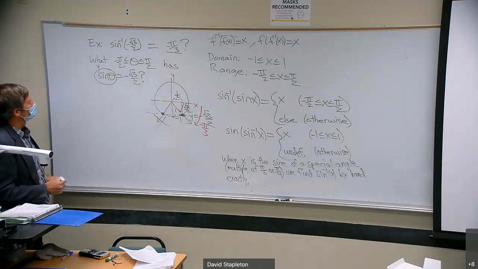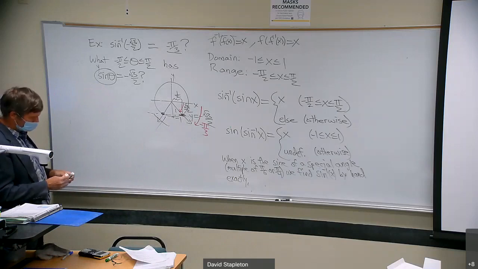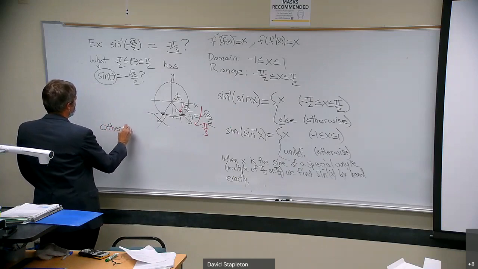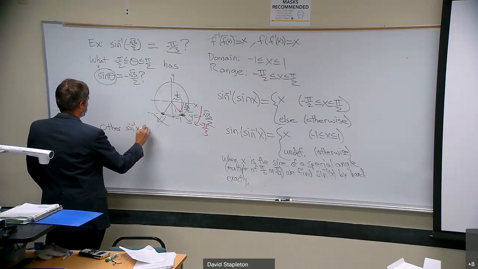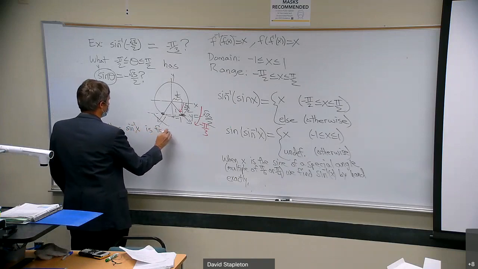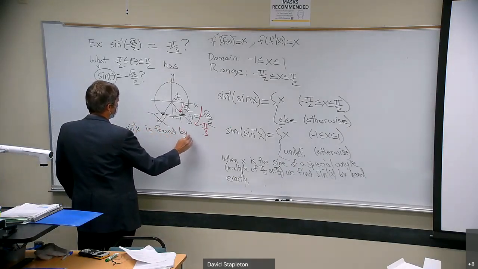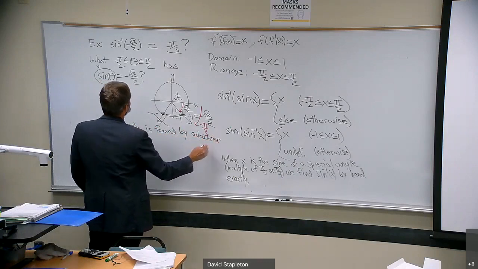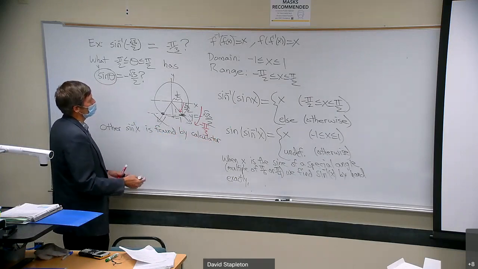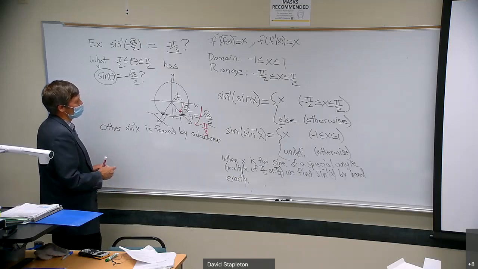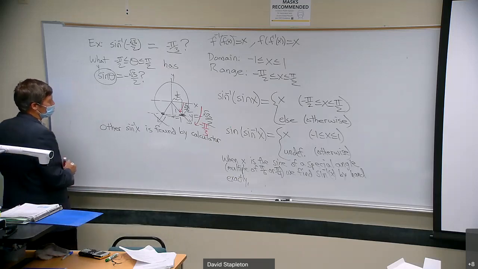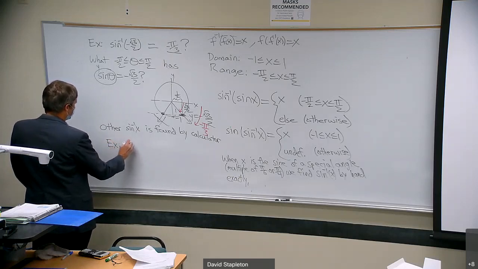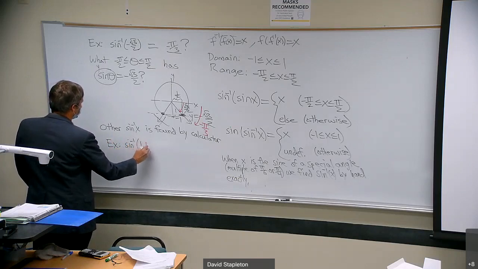So that's how you find the arc sine of any angle. Other arc sine values are found by calculator. If it doesn't give you a special angle as an output, then you have to use your calculator. So you look at it and say, does that number look like a square root 2 over 2, or a square root 3 over 2, or a 1/2, or a 1, or a 0? Then it comes from a special angle, and you can do it, and otherwise you just can't. So here's another example. Suppose I told you find the arc sine of 1.1. What's the answer there?